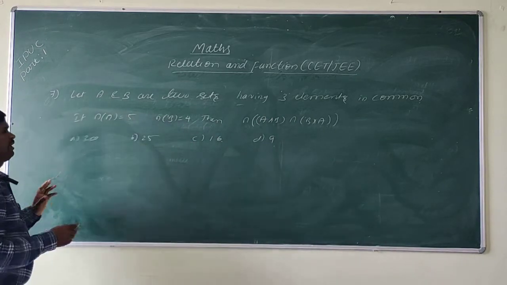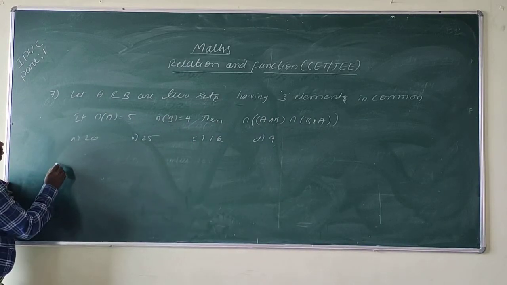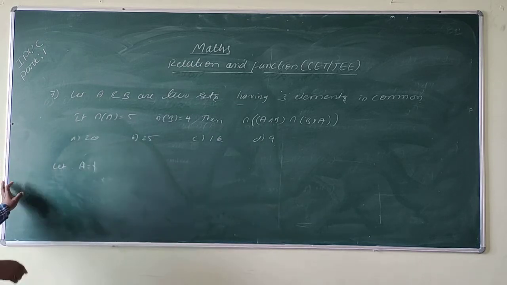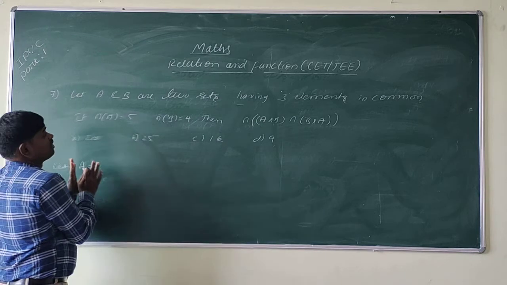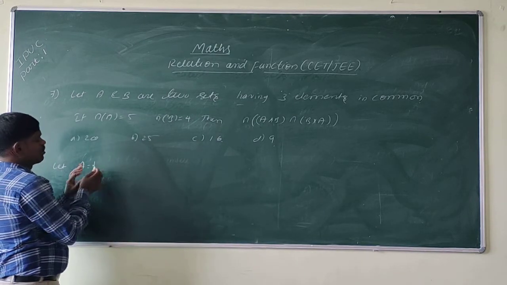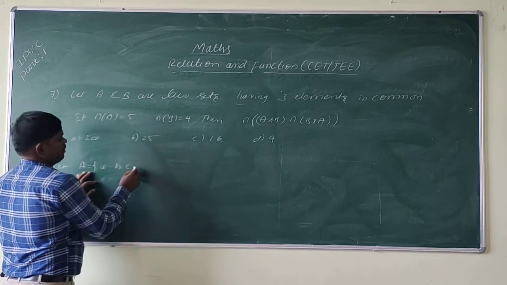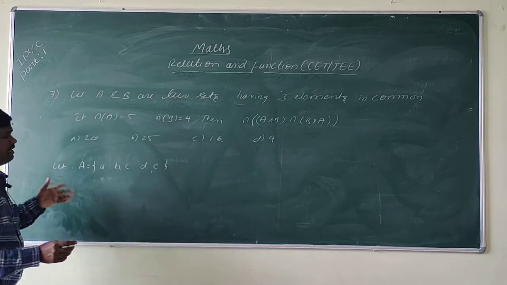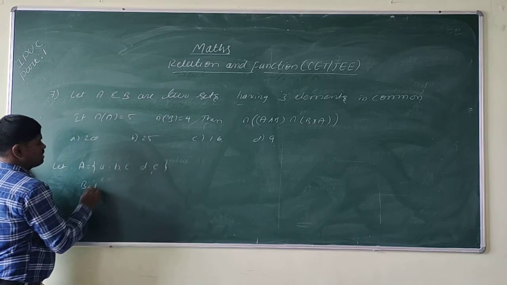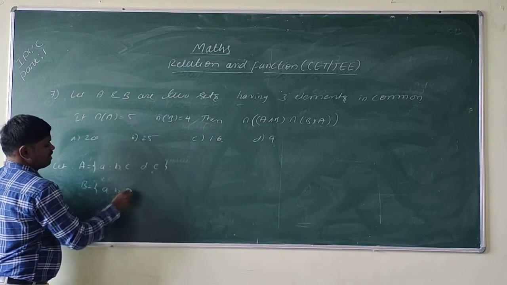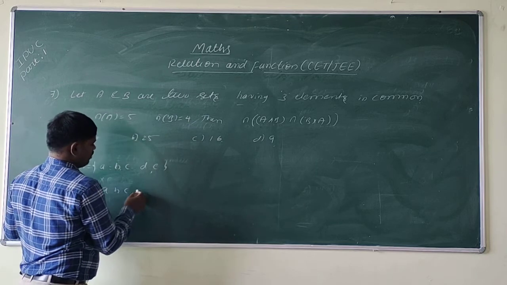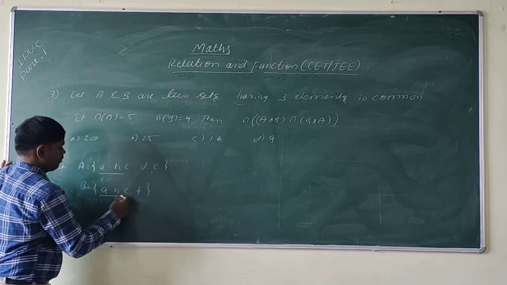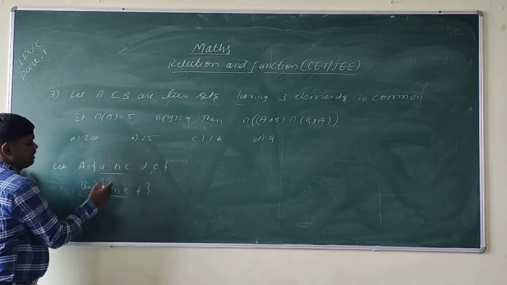Suppose I am taking one example. Let A have 5 elements and 3 are common. Suppose A is {a, b, c, d, e}. I don't know what the actual elements are. And suppose B has the 3 common elements a, b, c, and one different element, f. So these 3 elements are common in both A and B.